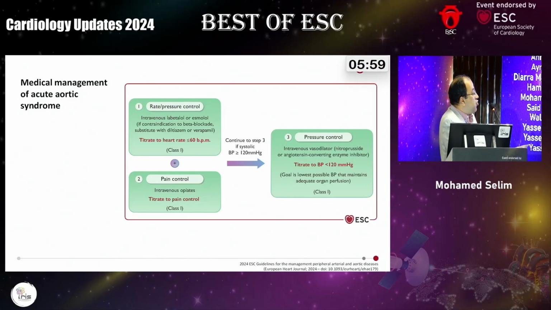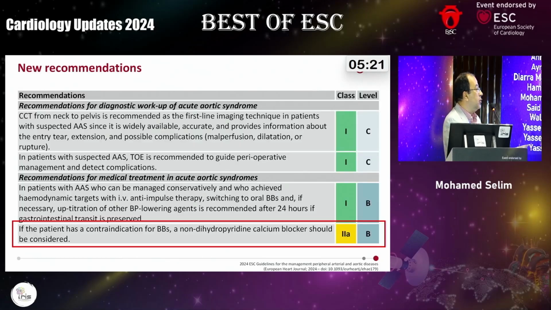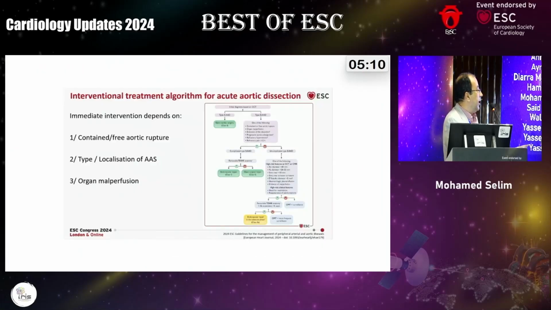Then, as my colleague mentioned, titrate to a heart rate of less than 60 beats per minute, and the new recommendation of diltiazem or verapamil when beta blockers like labetalol or esmolol are contraindicated. Then continue to pressure control using an intravenous vasodilator like sodium nitroprusside or an IV ACE inhibitor like enalaprilat to titrate systolic blood pressure to less than 120, and the goal is the lowest possible blood pressure without affecting adequate perfusion to important organs. And this is the new recommendation of adding a non-dihydropyridine calcium channel blocker in case beta blockers are contraindicated.